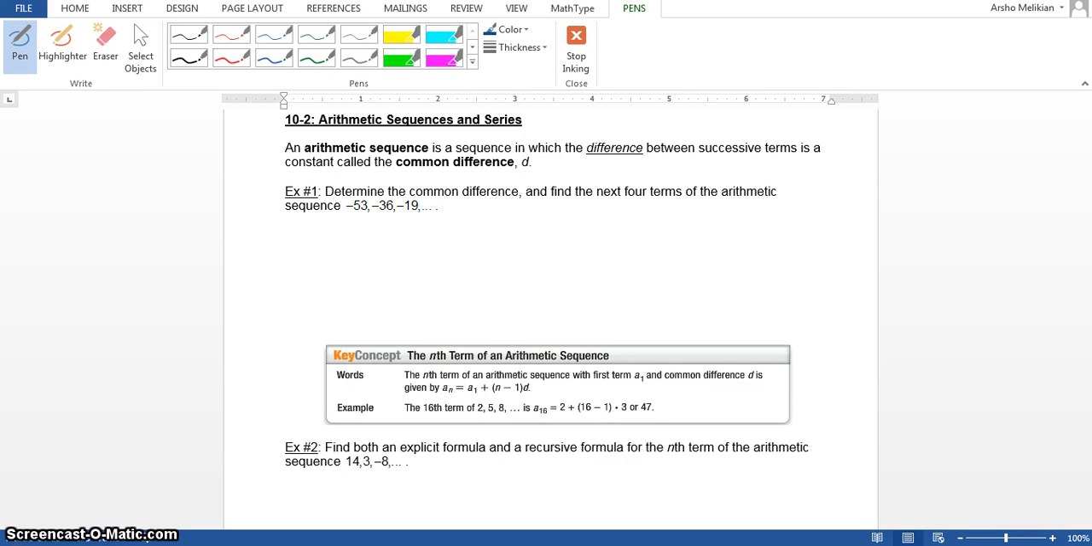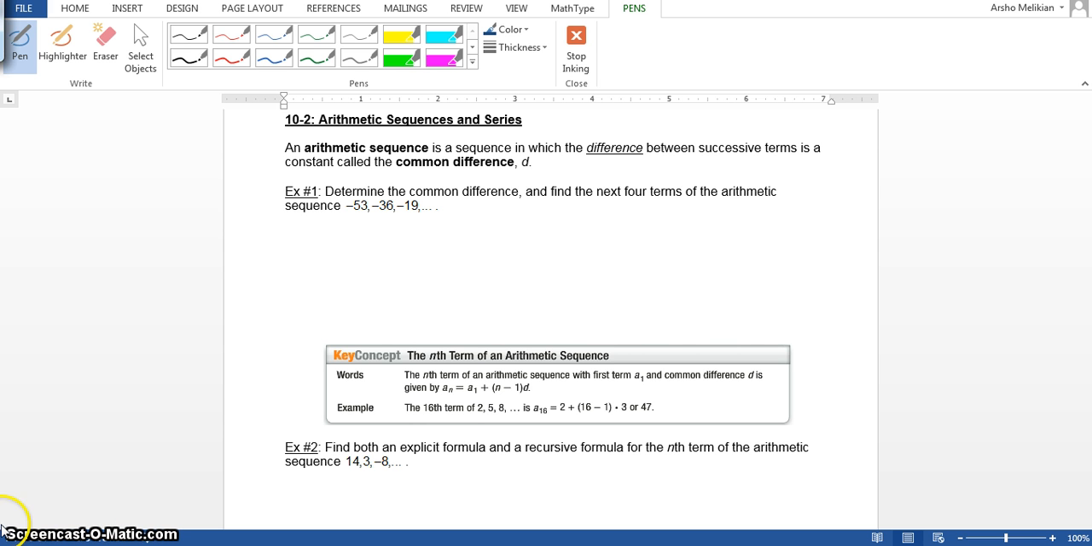Last time we talked about sequences and series in general. Today we're going to talk about a specific type of sequence called the arithmetic sequence. And in the next section we're going to talk about another specific type of sequence called the geometric sequence.